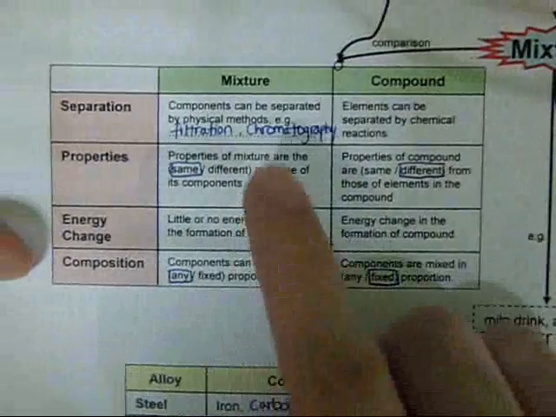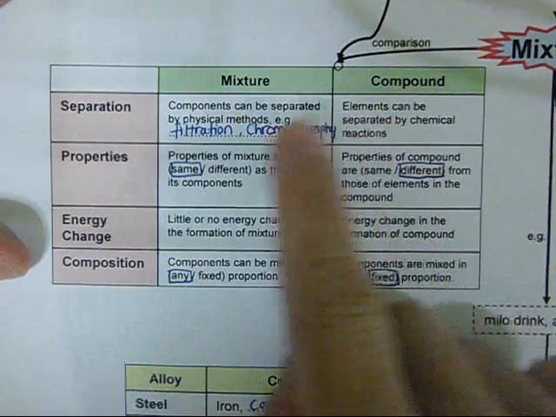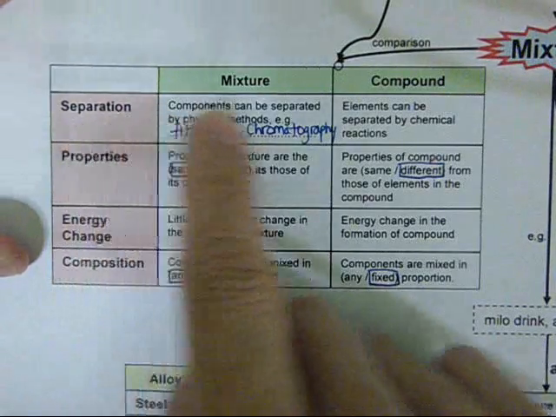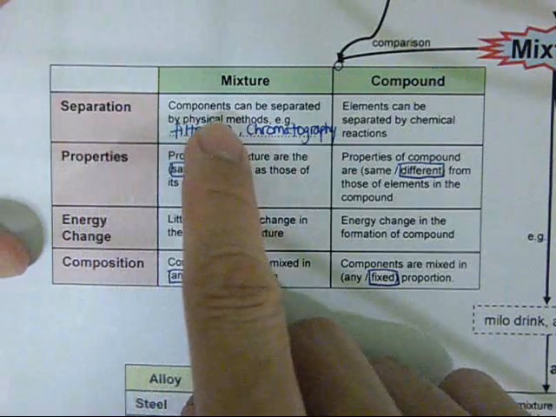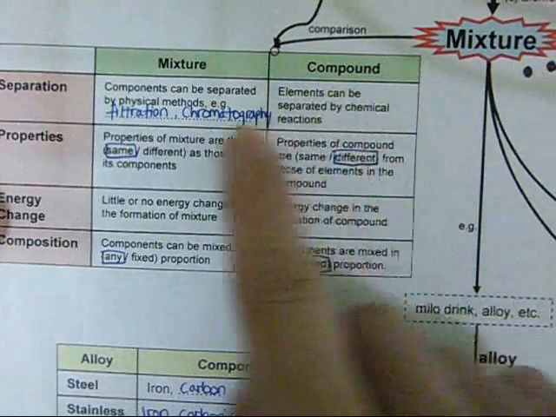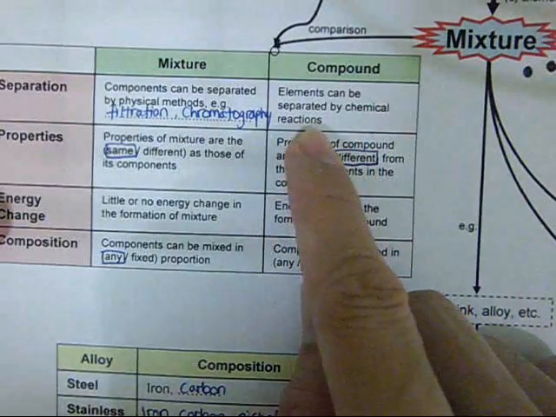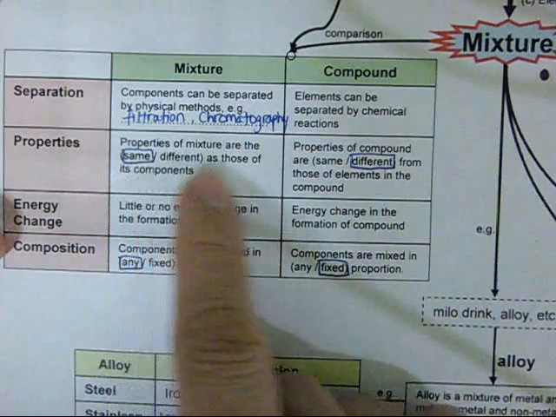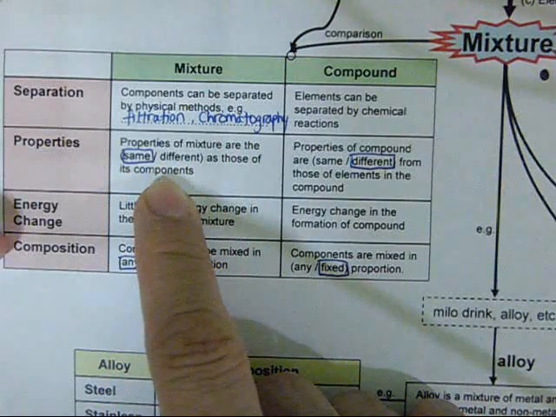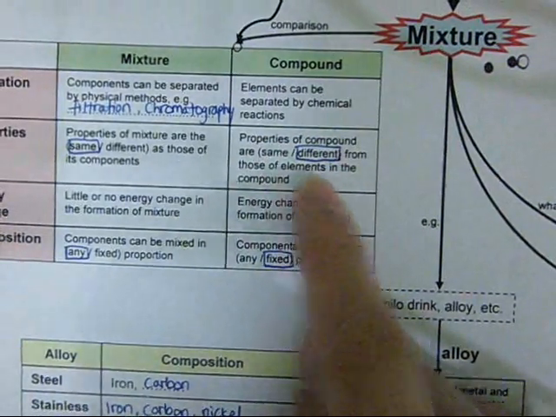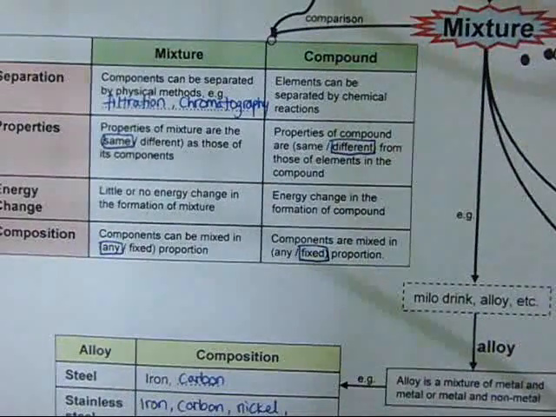Okay, next one is the comparison between mixture and compound. You have to know how you separate a mixture, or can a mixture be separated? The components in a mixture can be separated by physical methods, whereas for a compound, elements can only be separated by chemical reactions. Properties of a mixture are the same as those of its components, and therefore a compound's properties would be different from those of its components. So this table must be memorized.